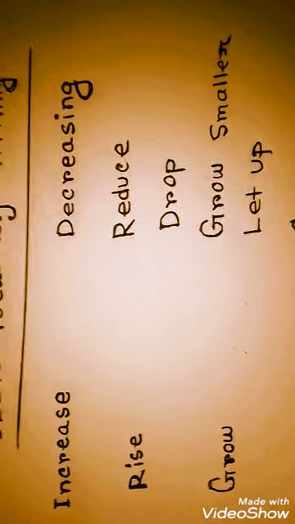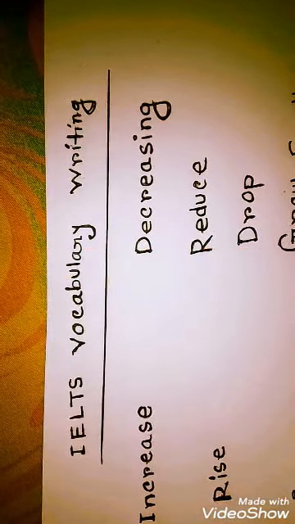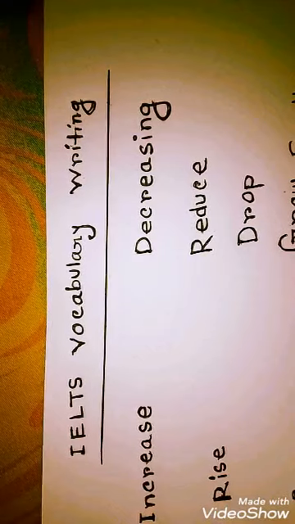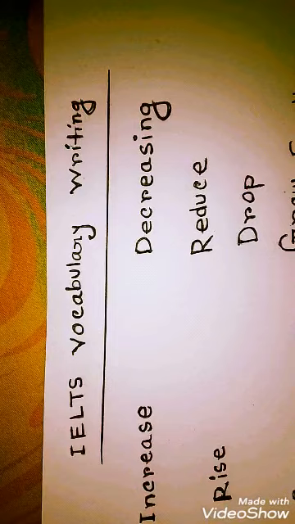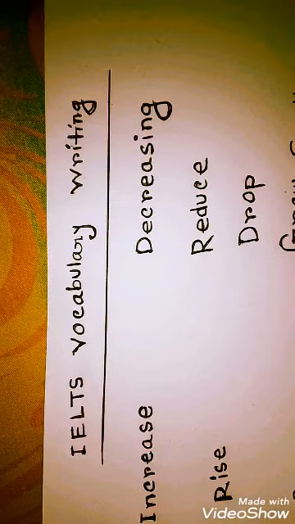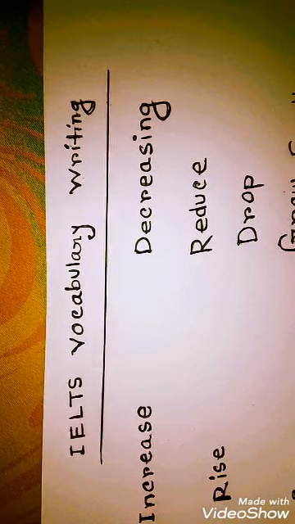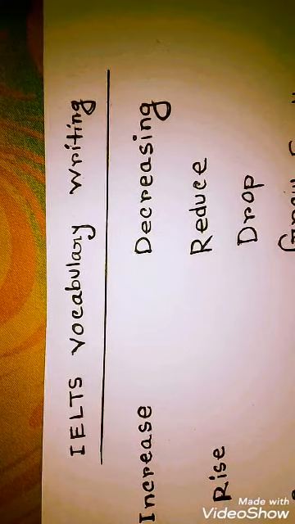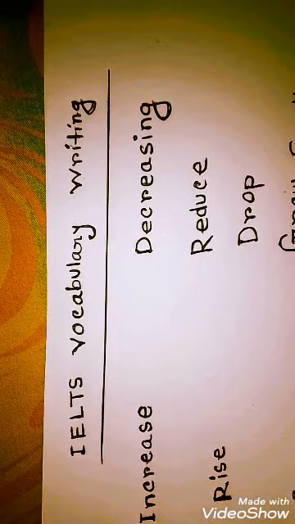Today's class is IELTS vocabulary for the writing test. Today's class starts with synonyms and antonyms of increase and decrease. It is very important for IELTS writing test Part 1, when we write about graph statistics.